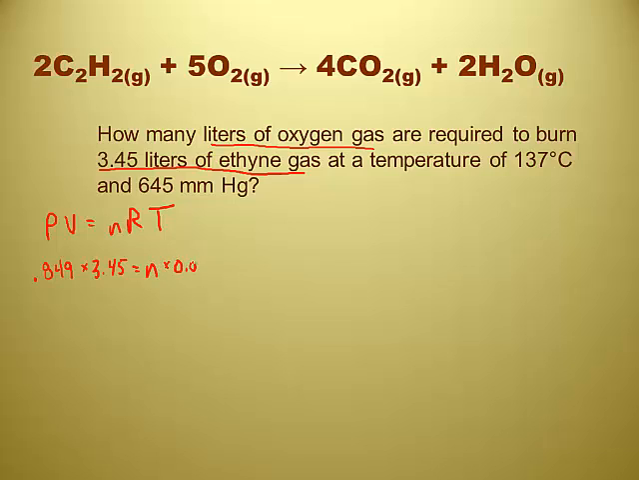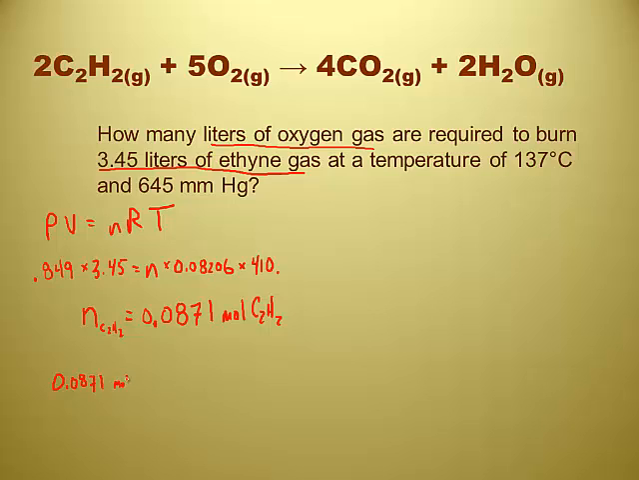0.08206 is R, the constant. And the temperature in Kelvin is 410. Okay, because I've got the ones place here based on sig fig decimal rules, the ones place is my last sig fig. So the number of moles of C2H2 winds up being 0.0871 moles of C2H2.